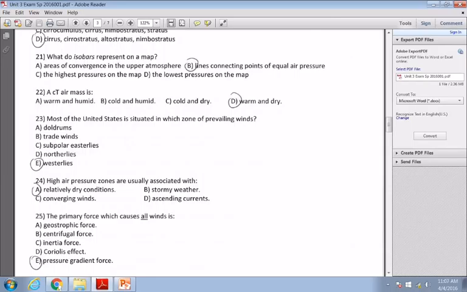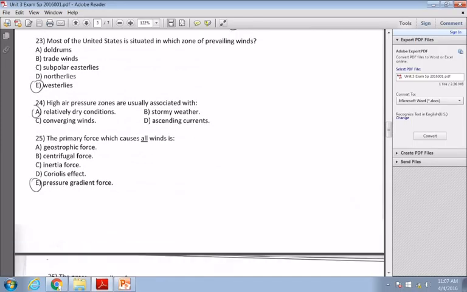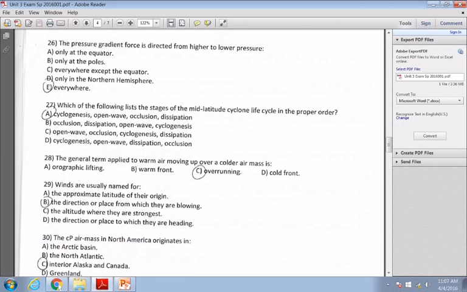Question 25, wind. The primary force that creates wind is E, a pressure gradient force. Question 26, pressure gradient force is directed from high to low pressure. The best answer there is E, everywhere.